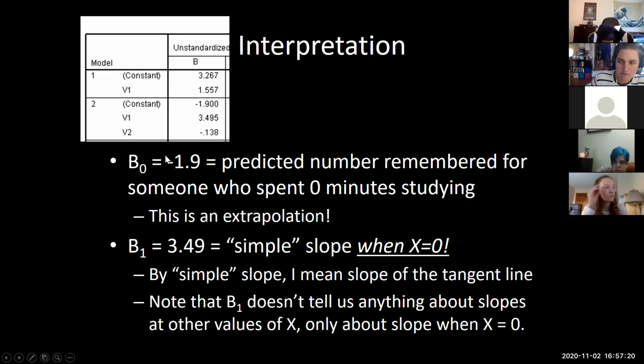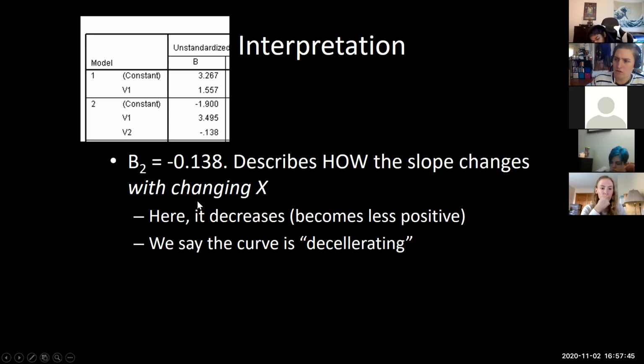I think I'm just saying everything I've already said. Here's our B0. This is the interpretation of B1. I called it the simple slope because do you remember we talked about the simple slopes when you can plug things in to your model? So this is the slope when x equals 0. This is describing how the slope is changing. You might say the curve is showing deceleration. You don't have to say that. You can just say that it changes.